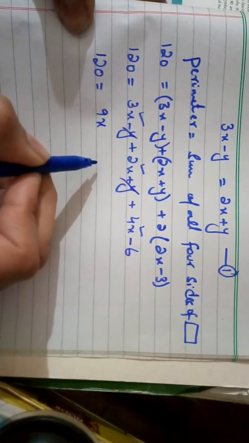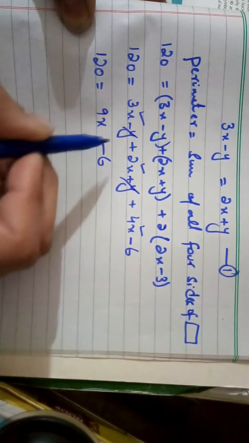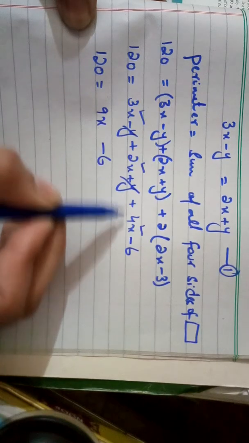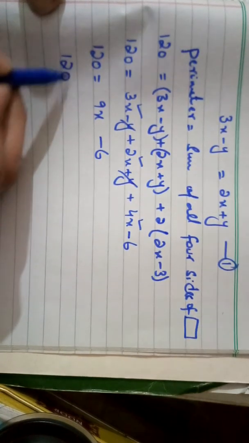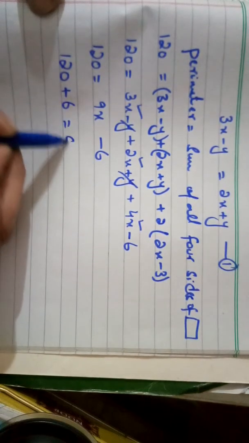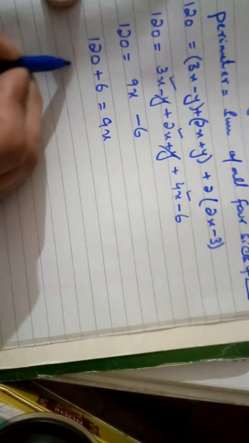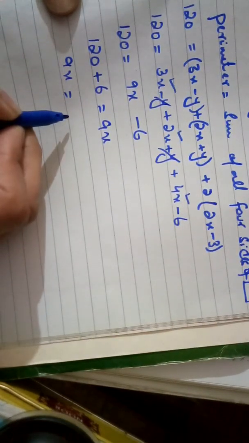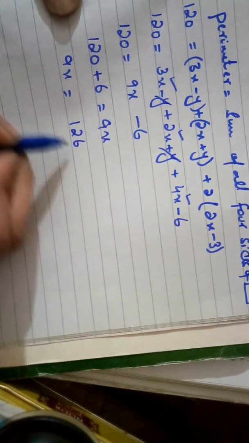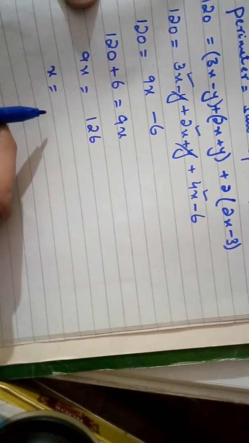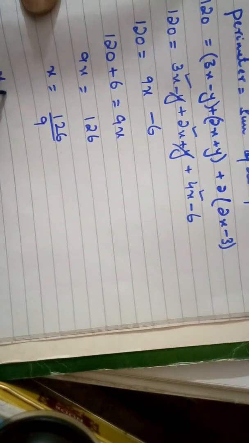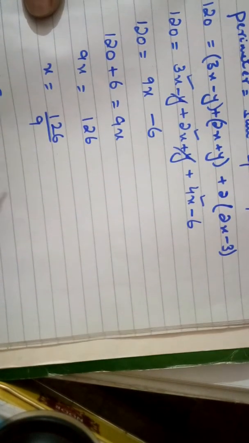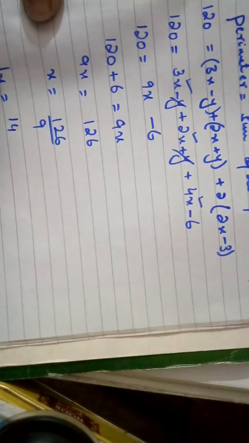So solve the equations: 3 plus 2 plus 4. 3 plus 2 is 5, and this 9x. Plus y minus y, they will cancel, and minus 6. Yes, so move the equation to one side. 120 plus 6 is equal to 9x. So 9x is equal to 126.